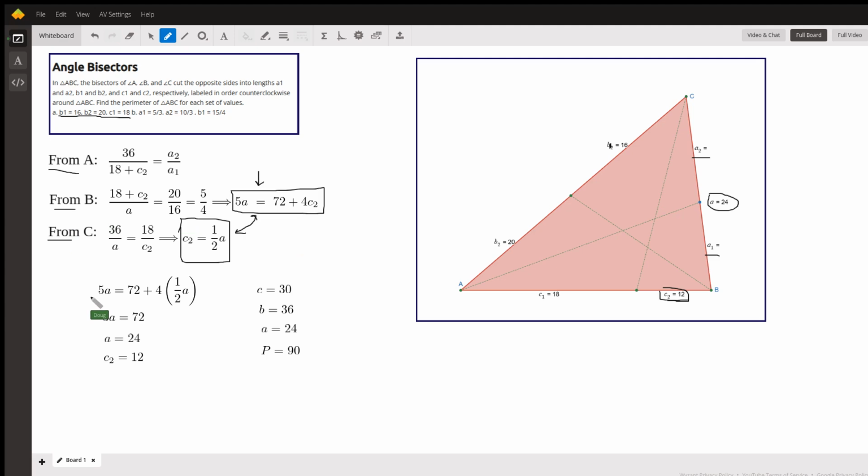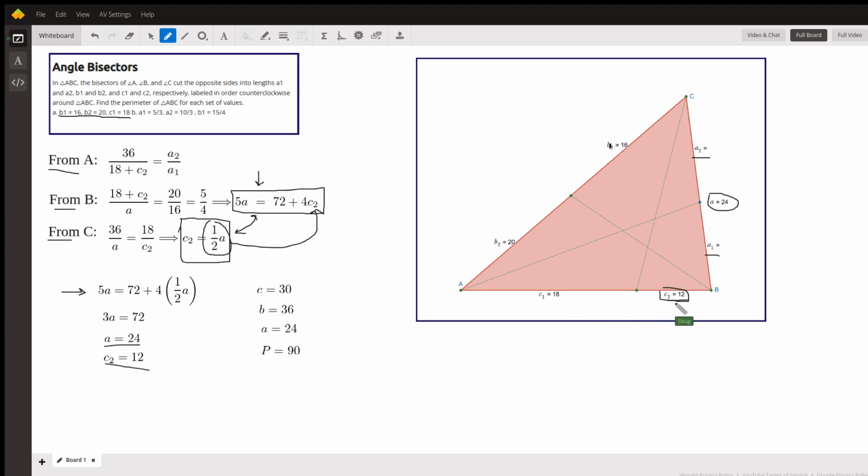And what we do, the easiest way to solve this is probably to substitute 1/2 A for this C sub 2, which is what I've done here. 4 times 1/2 A is 2A, subtract 2A, A is 24. And if A is 24, C sub 2 is half of that, which is 12.